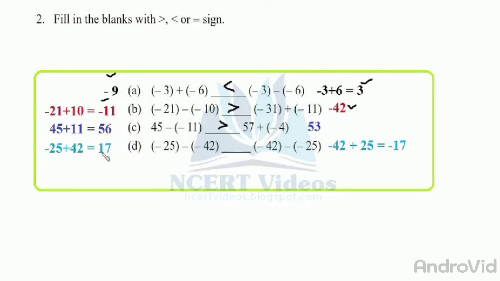D part, we have minus 25 and we have to subtract minus 42. We will take again its additive inverse, that is 42, and we subtract and the sign comes from the greater number. Now here minus 42, minus minus is plus again. In the short form we can directly say.